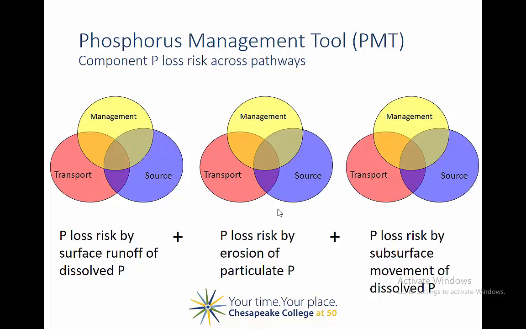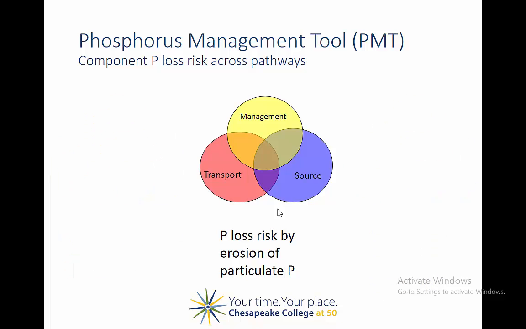So when we visualize, I love visualizing things. When we visualize the PMT versus the Maryland P index, this is what it looks like. We have each one of these little Venn diagrams with the source, transport, and management for that loss pathway. And so what this does numerically, if you're in an area like Western Maryland where we know that erosion is your issue, those other parts don't even matter. And you're taking into account your erosion losses, and you're changing your management to decrease that particulate P loss.